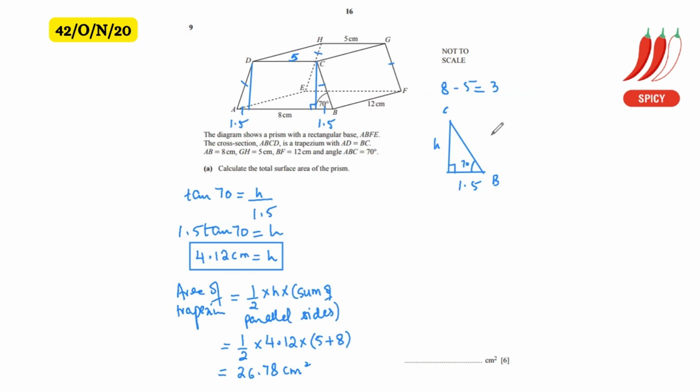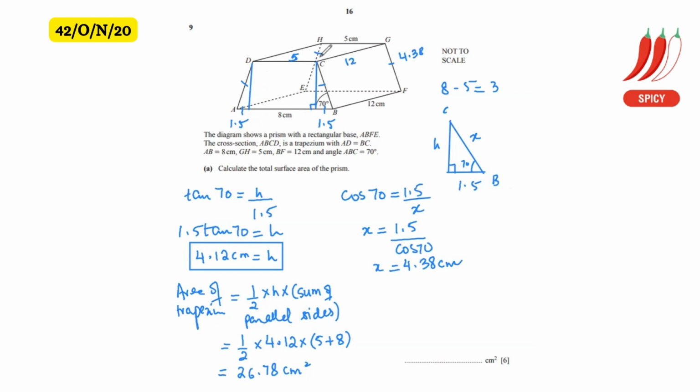length of CB. So if this is what we're trying to find, let's call that X. We have the adjacent. So I'm going to use cosine because we're trying to find the hypotenuse. So cos of 70 equals 1.5 over x. X equals 1.5 divided by cos of 70. And that equals 4.38 centimeters.